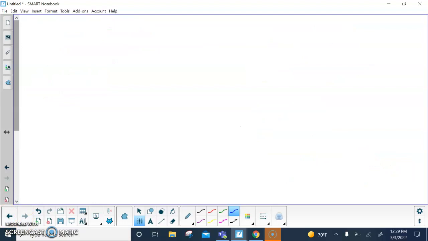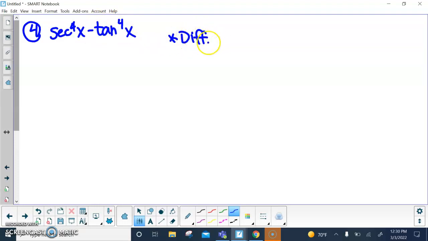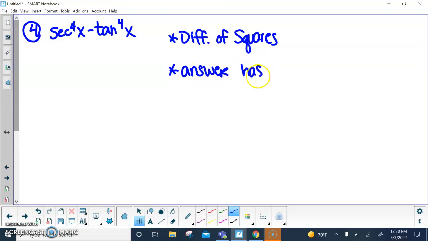All right, so one thing I do want to mention is in number 4, as you work this one out, you have secant to the 4th of x minus tangent to the 4th of x. I'm going to give you a hint to do this. You're going to use difference of squares to factor it. And then I'm also going to tell you that your answer is going to have 2 different trig functions in it, okay? So you cannot get this one down to just 1 trig function. Your answer has 2 trig functions in it. So once you get down to that, you're done. This one you can actually not simplify down any more than what you get once you factor using your difference of squares and replace one of those.